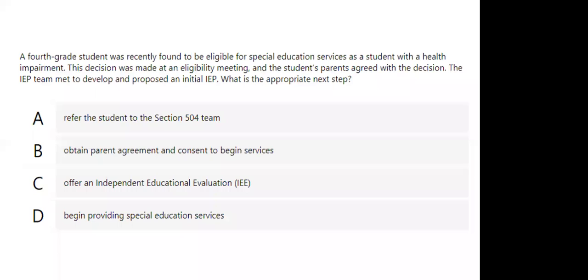So we see that an eligibility meeting has already occurred. We see that the student does have a health impairment, and the parents were in agreement with that decision. I'm assuming the whole IEP team was in agreement. So that was made up of a general ed teacher, a special education teacher, an administrator or assistant principal, and then the parent. What is the appropriate next step?